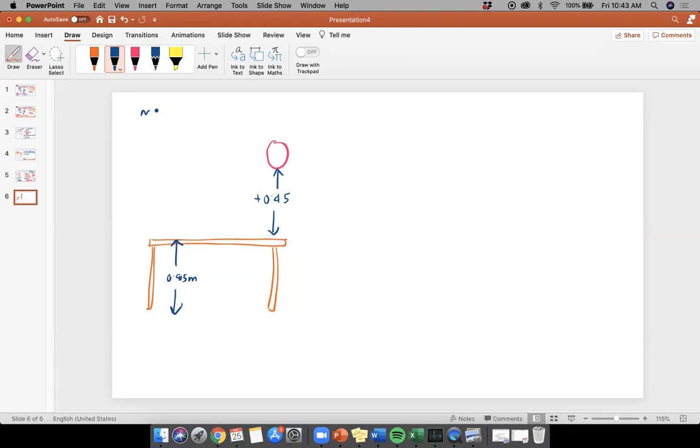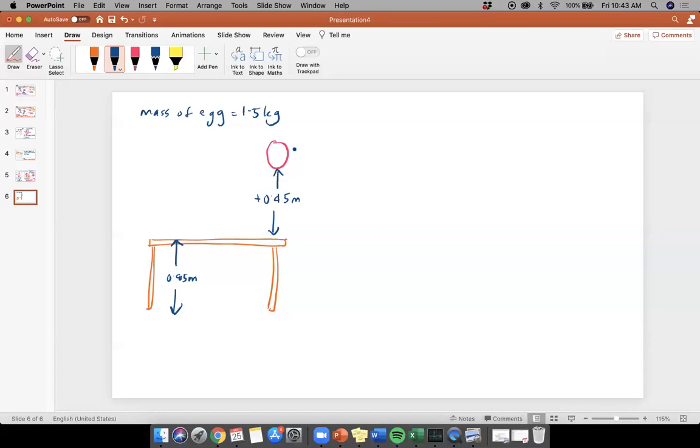The mass of the egg is 1.5 kilogram. Okay, so now the question is asking you, sorry, this is a diagram, and the egg is 1.5 kilogram. It's an ostrich egg. Okay, don't question why it's 1.5.